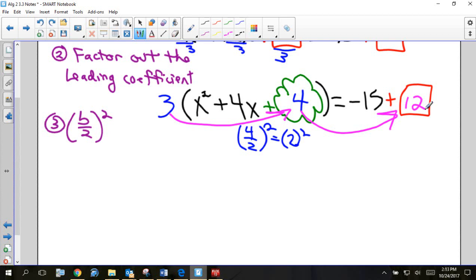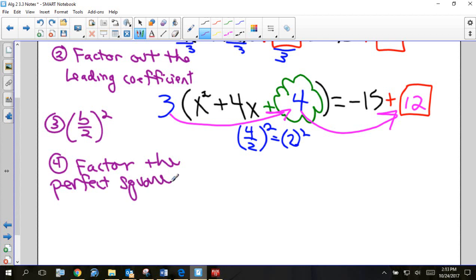Okay, next is factor the perfect square trinomial. You're going to get something squared. That 3 that came out before is still out front.